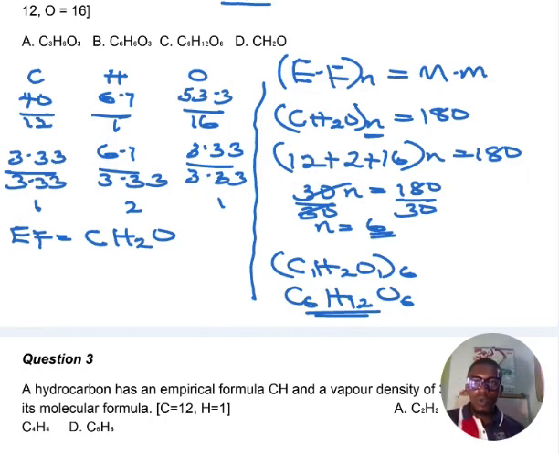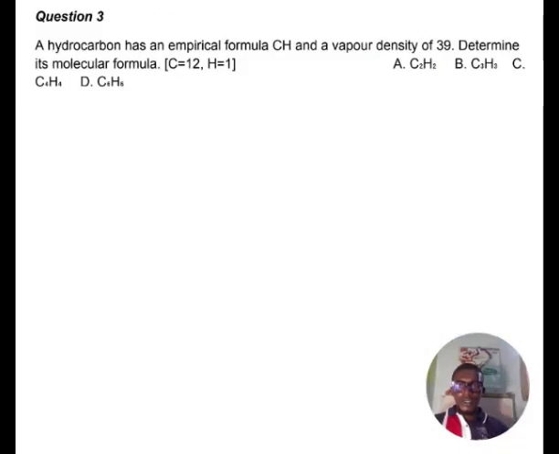Let's take a look at one more question. Alright, for this question, it says a hydrocarbon has an empirical formula CH and a vapor density of 39. Determine its molecular formula. We're already given the empirical formula from this question, and we're told that the empirical formula is CH. Remember, I told you, before you get the molecular formula, you firstly need to get the empirical formula. But they've done that work for us, so our work is easier.